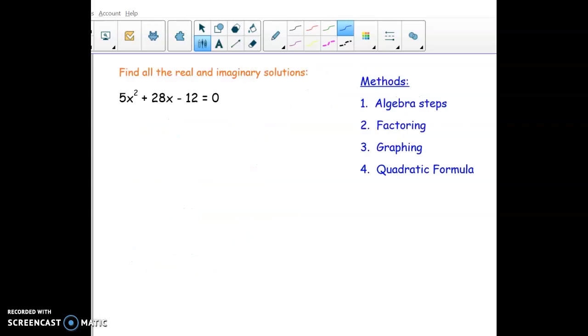All right, one last solve one. Looks like a bear. It might be kind of tricky, but pause the video and give it a shot.